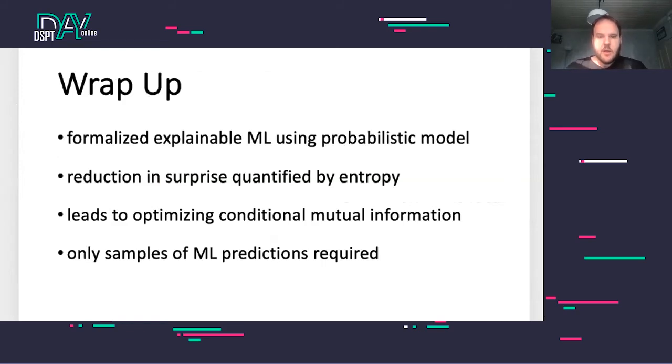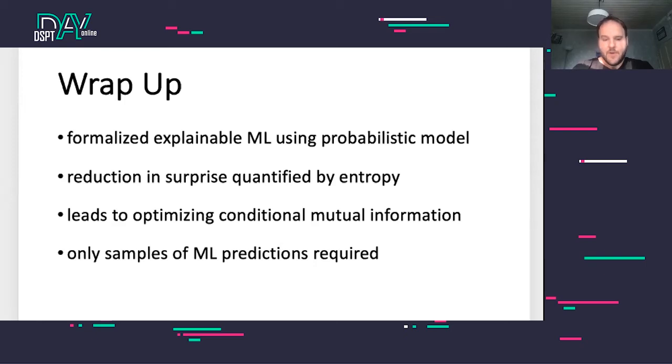So let me wrap up my talk. We have formalized the computation of optimal explanations using a very simple probabilistic model. In this model, the effect of providing an explanation amounts to revealing a random variable. This random variable represents the explanation. And revealing this random variable reduces the conditional entropy of the machine learning prediction. And this makes sense since we use this conditional entropy to quantify the level of surprise caused by this prediction to a user. We then construct optimal explanations by solving an equivalent problem of maximizing the conditional mutual information between the explanation and the machine learning prediction.